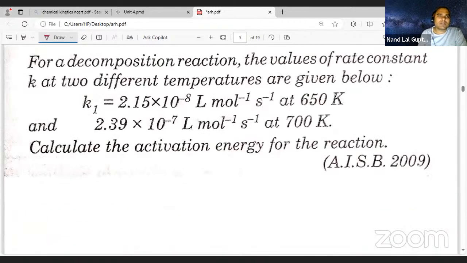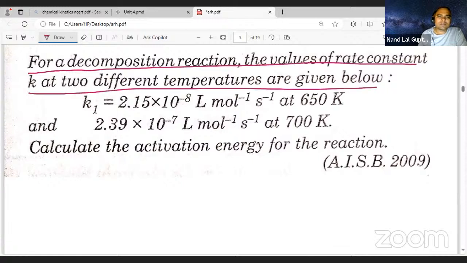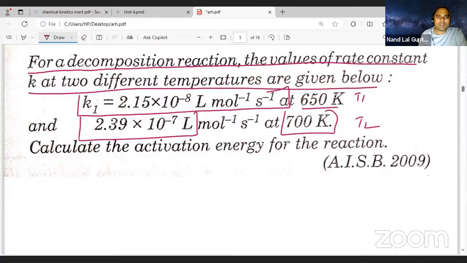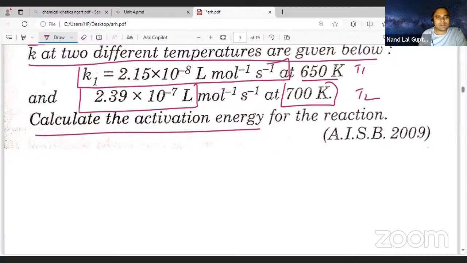Here they have given a question for a decomposition reaction: the value of rate constant K at two different temperatures. K1 they have given at 650, this is T1, and K2 at 700 Kelvin, this is T2. Calculate the activation energy of the reaction. So this is very simple, student.